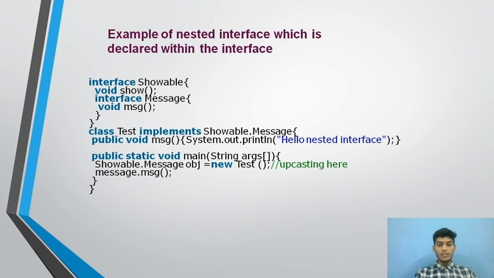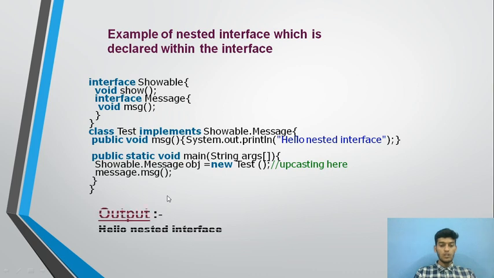Here we will create a main function in which Showable.Message obj equals new Test. Here obj is our object, and this is upcasting, as we are creating the object with respect to the class Test, which will hold the return of the message from the interface. So now with the help of message.message we will get our output. So our output will be hello nested interface.